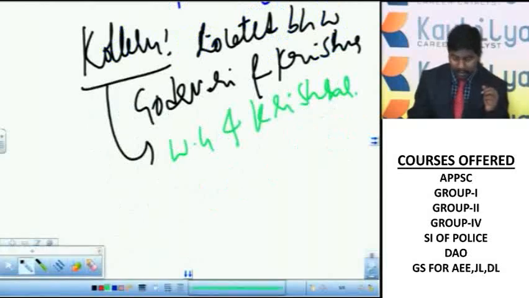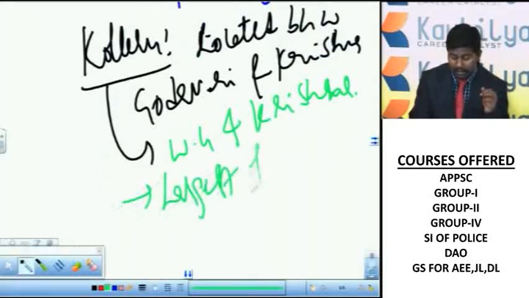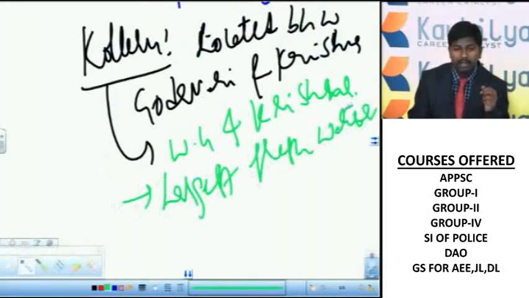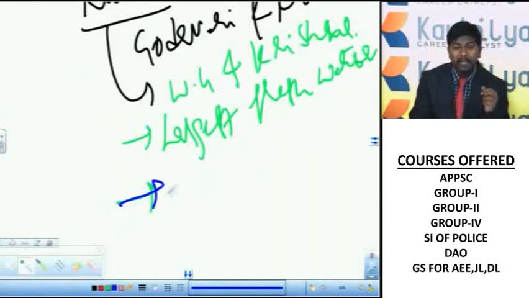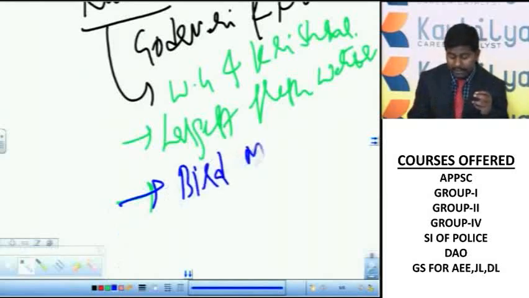And this Kolleru Lake is an important bird migratory center, and Kolleru Lake is of course the largest freshwater lake in Andhra Pradesh, formed by the waters of Krishna and Godavari. That means birds from different countries of the world, they will come to this place. So it's an important bird migratory center.